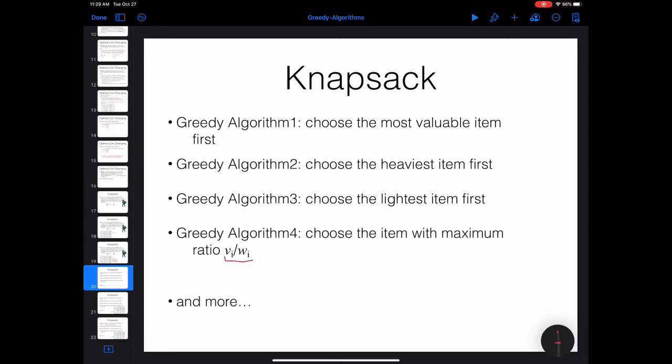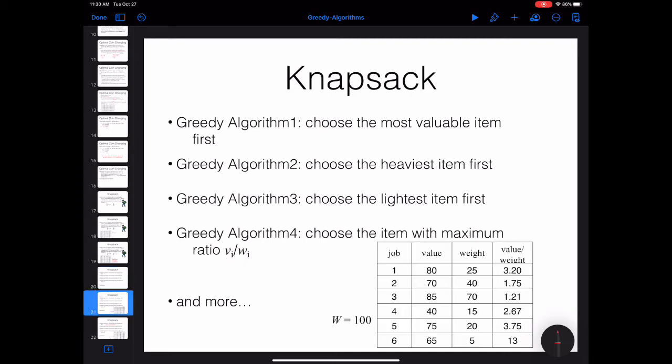Among all of these four strategies, the last one is the most intuitive. It makes more sense because it considers both value and weight. It tries to take the item that has the higher value, considering its weight. So this is the ratio value per weight. Let's try to run all these greedy strategies over the example that we had and see what they give me as the final answer.